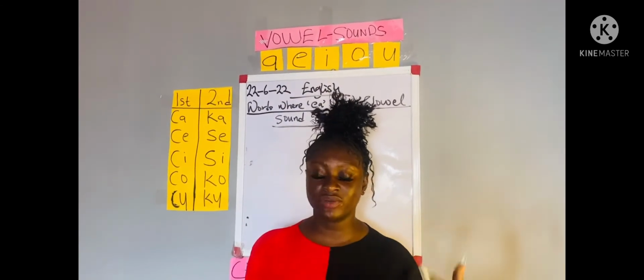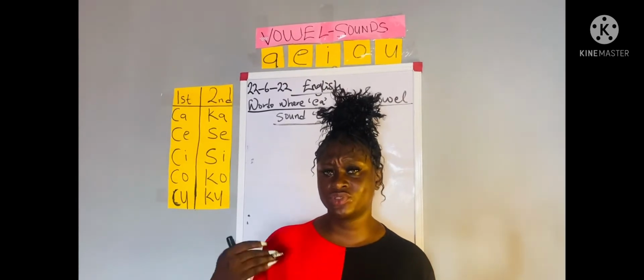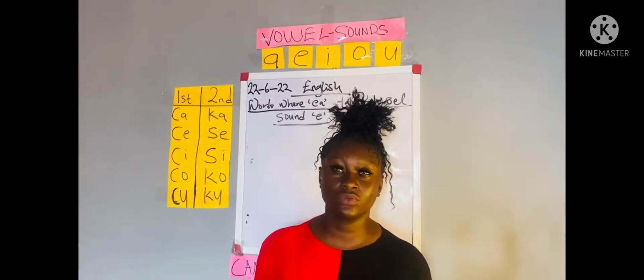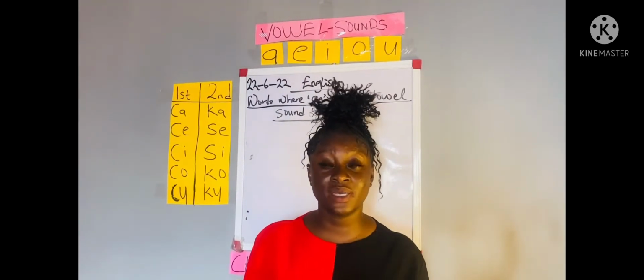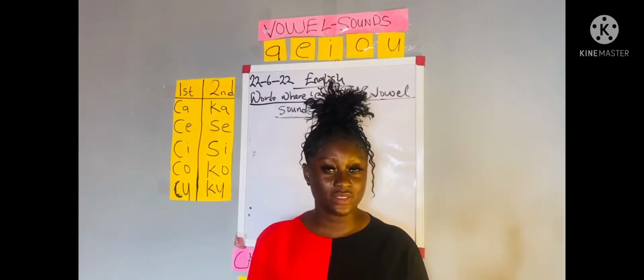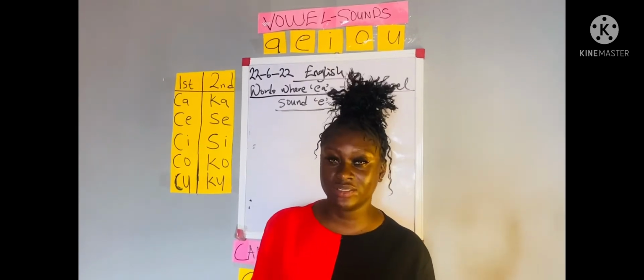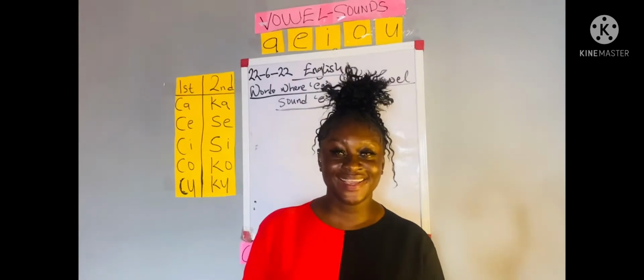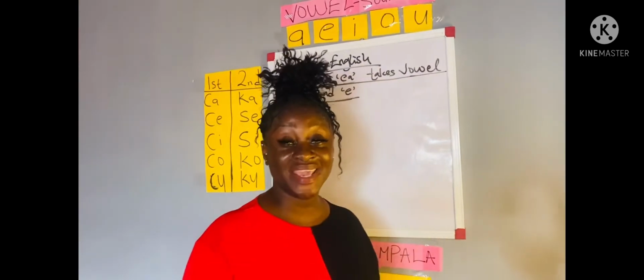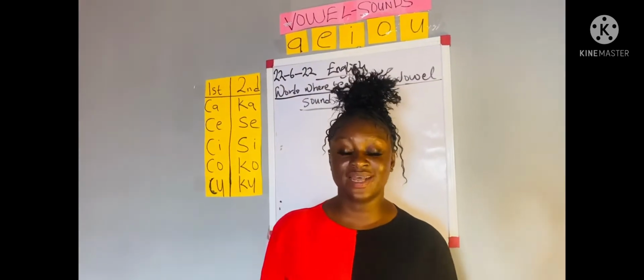As I'm doing this, try to practice, try your hands, try to do whatever you can think. Even if it means taking your writing materials with you and practicing with me, it's fine. It's a learning channel for you to learn how to read and write. So today I'll be teaching us words where EA takes the vowel sound A.